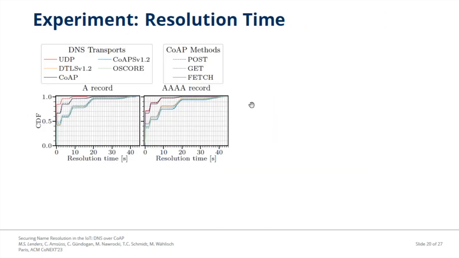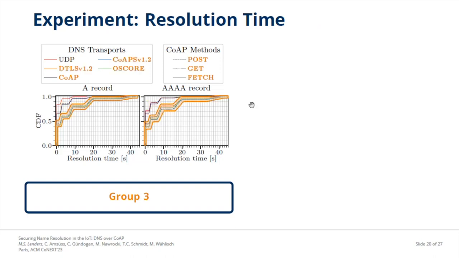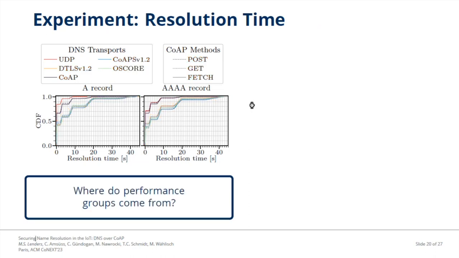So we then looked at the resolution times. Here you can see the CDFs for that, with the resolution time, of course, on the x-axis and the CDF on the y-axis. And we can see that there are three clear performance groups. In red, we have UDP for the A records. For the quad A records, we also have this second group, and also with CoAP, POST, and FETCH. And all the rest, especially the encrypted protocols, we have group 3. So the question is, where do these performance groups come from?